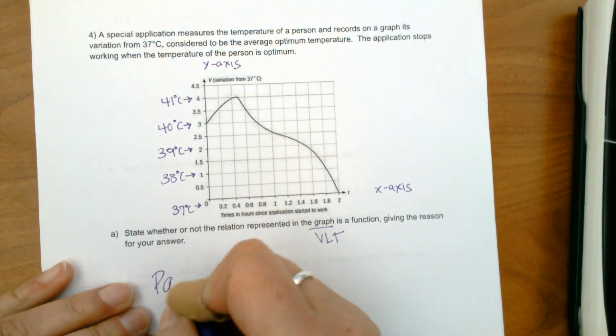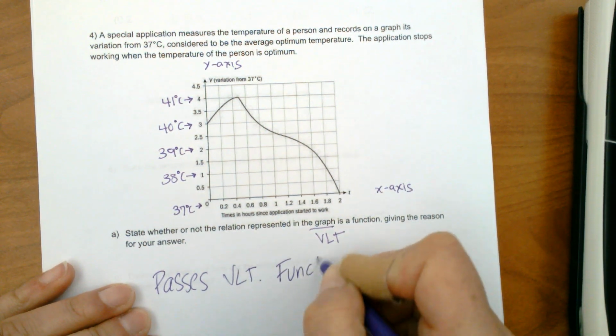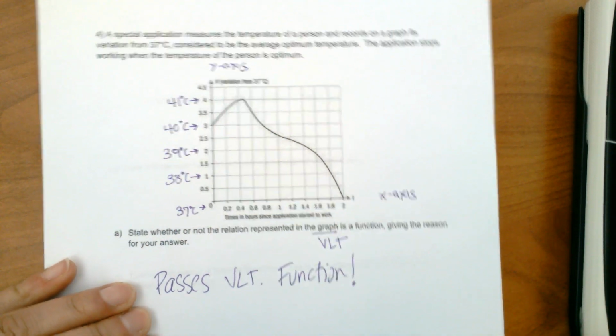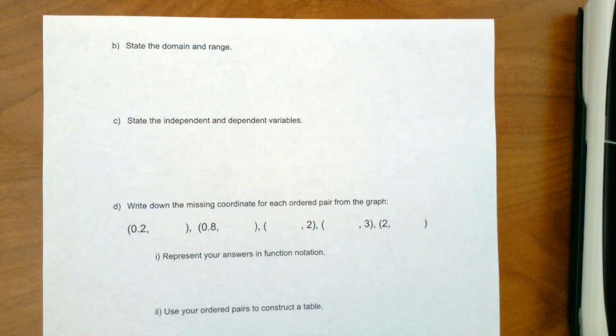So it passes the vertical line test, so it's a function. That's it. Okay, let's go to part B. Part B says state the domain and the range. So we have to look back at our graph.